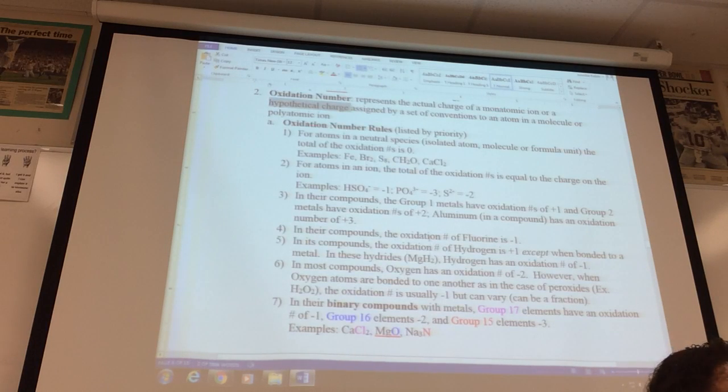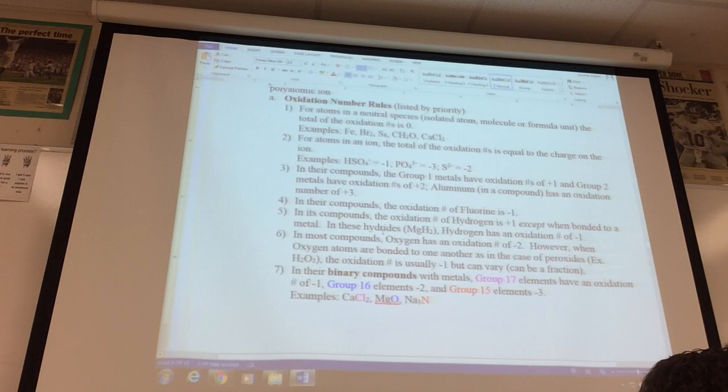Okay. I don't want you to memorize them at this point. Looking at the rules here, and I'm going to go through these because I wasn't aware when I told you to read it that some of you did not touch this at all.